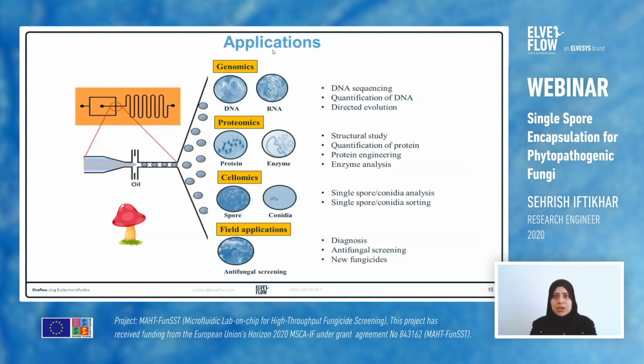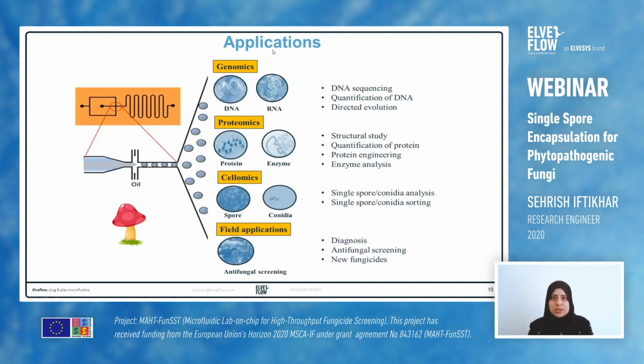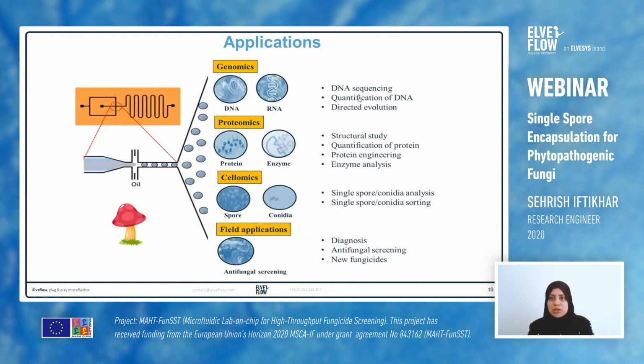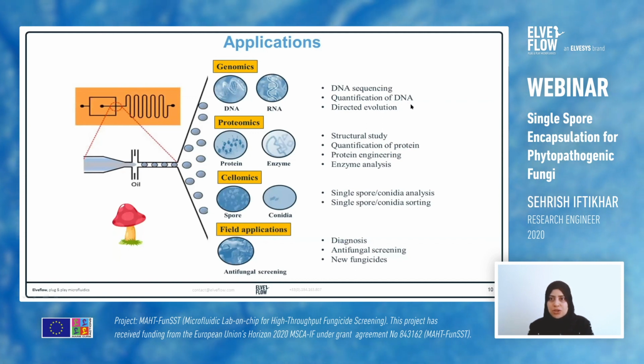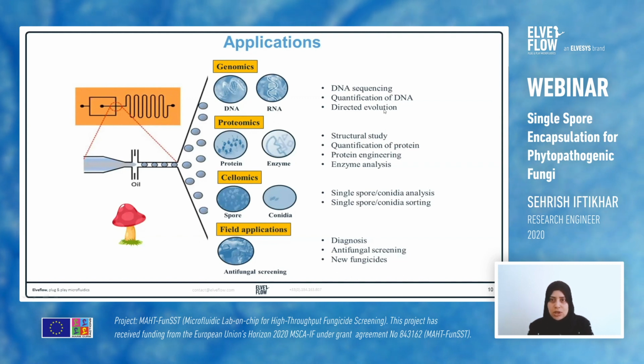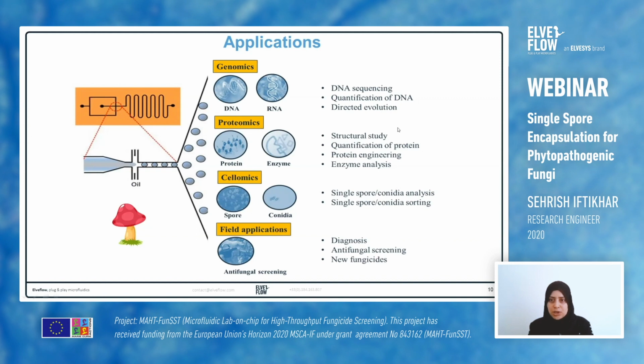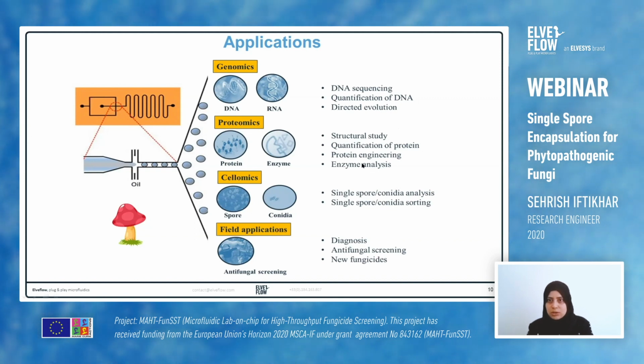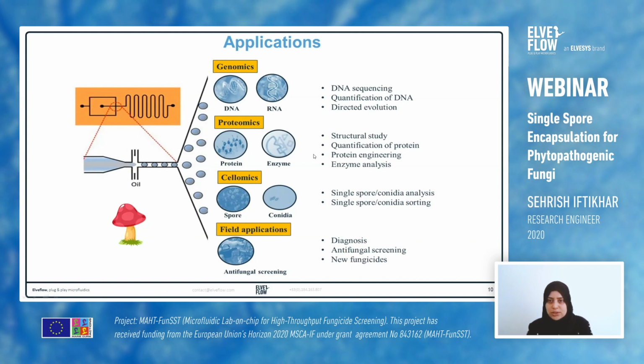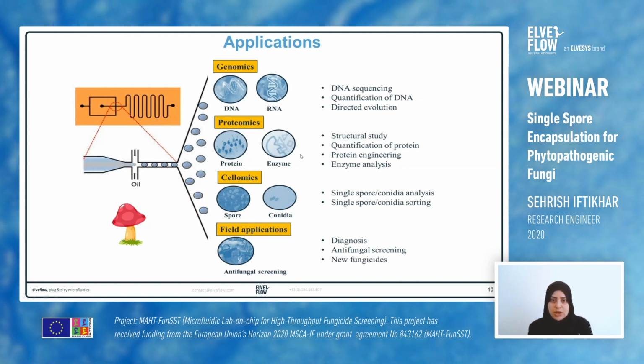So here are some of the applications of encapsulating the single spore, which include genomics. We can use this technique for DNA sequencing and quantification of DNA and RNA, and also for directed evolution. As well as in proteomics, it can be used for structural study of the proteins and their quantification, and also in protein engineering and enzyme analysis. I will discuss the detail of a few examples in the upcoming slides.